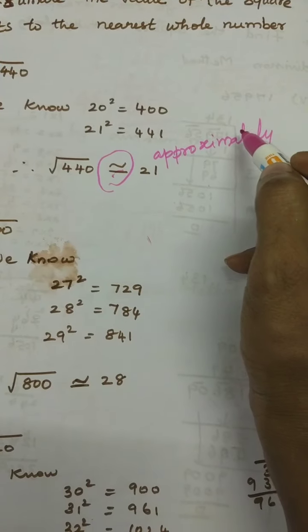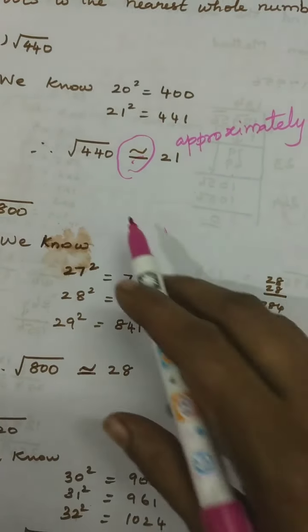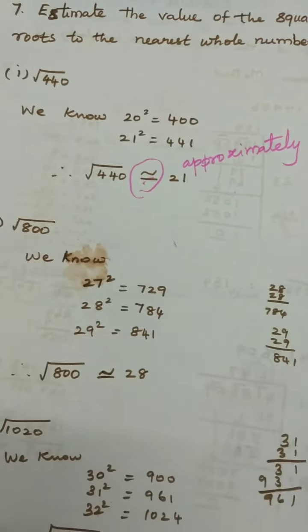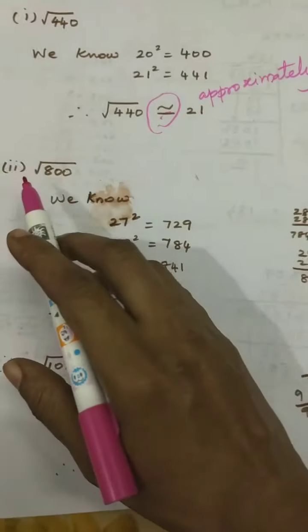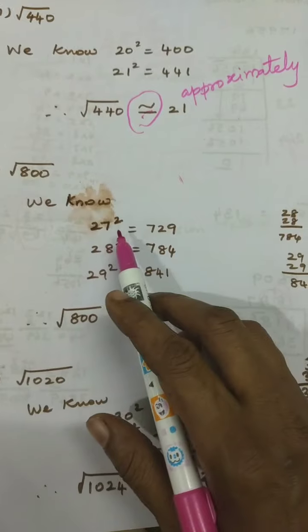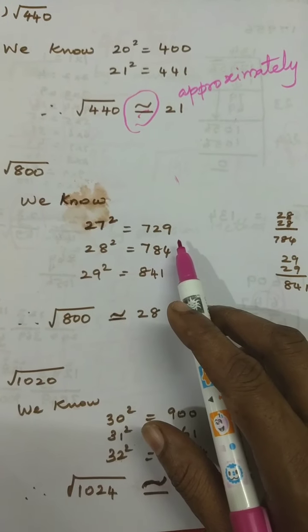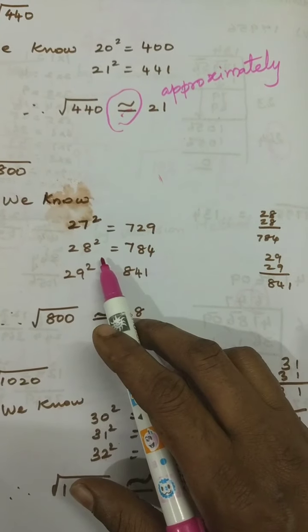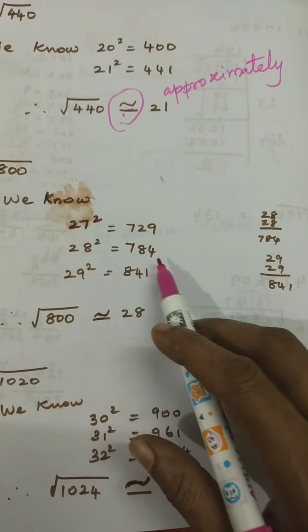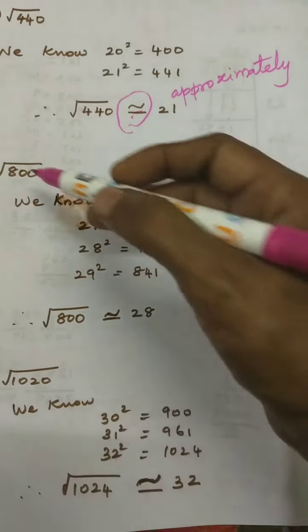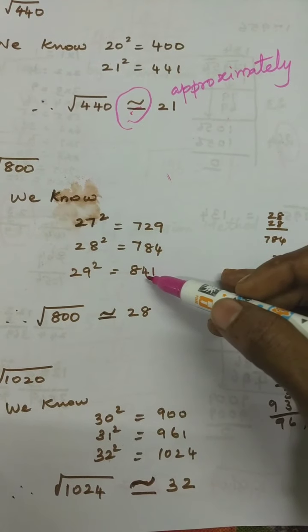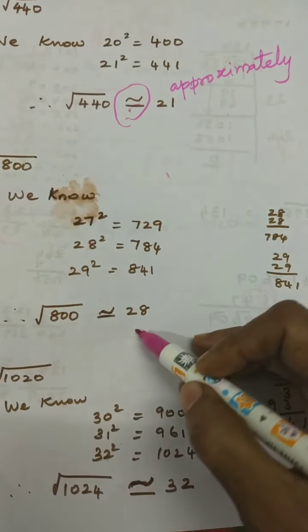Writing the symbol as approximately 21, whole number. You are writing the answer in whole number. Then root of 800: 27 square is 729, isn't it? Then 28 square is, you have to multiply and see, 784. Then 29 square is 841. So much of a difference, 41 difference. So we are taking it as 28.